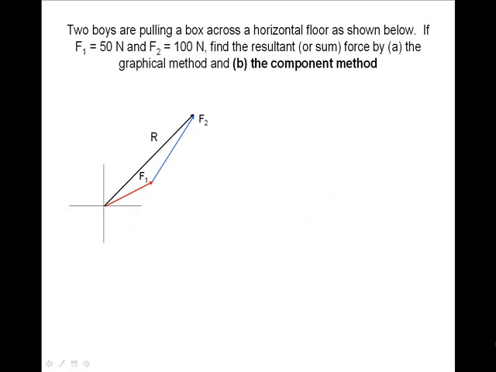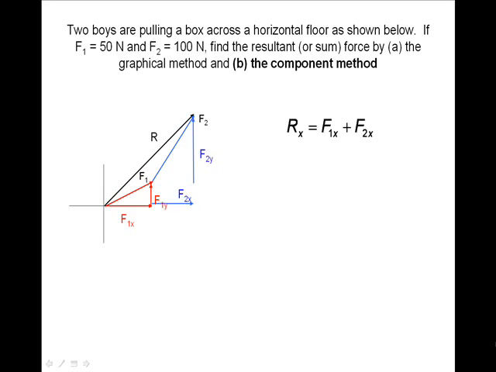In part B, we will use the component method of solving for resultants. Both F1 and F2 are made up of components. These components will be added together to find the components of a resultant. Here is F1x and F1y. Here is F2x and F2y. Rx is made up of the sum of F1x plus F2x.